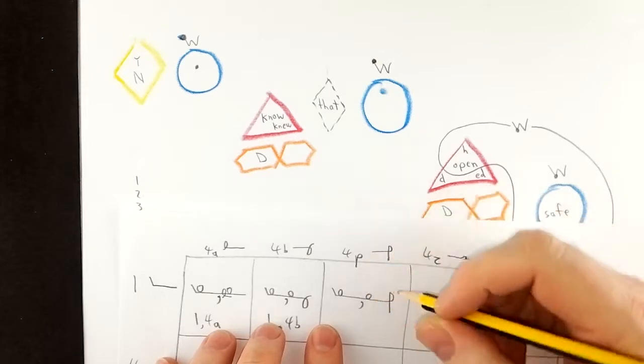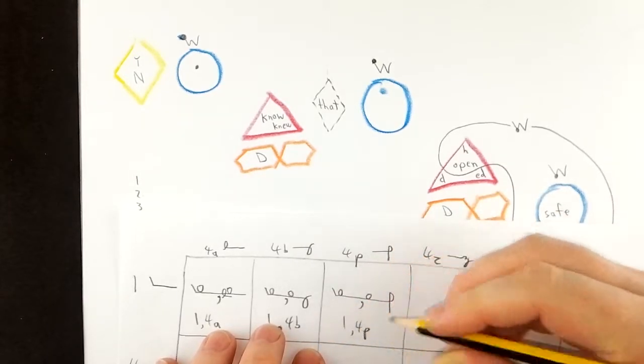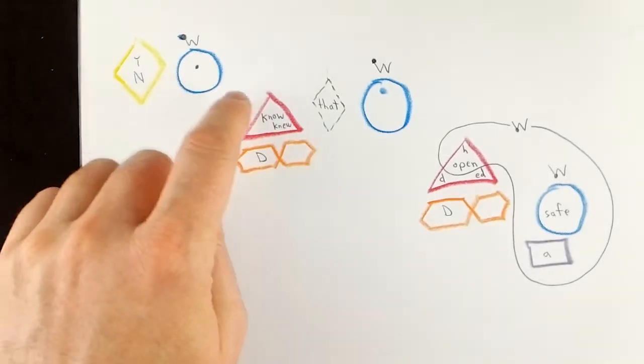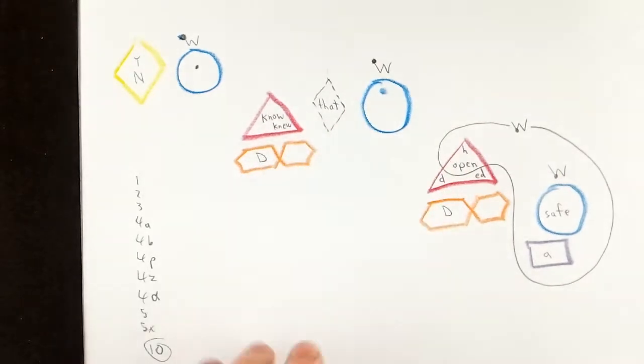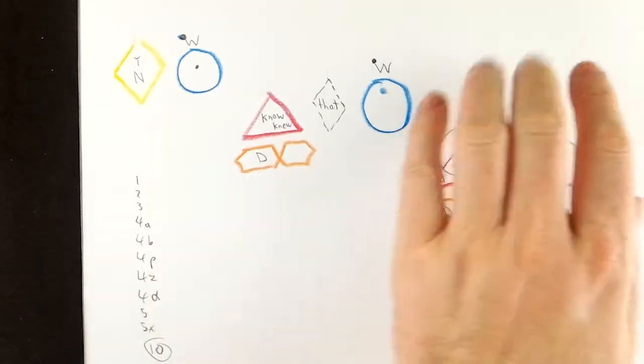Get your circles. This is 1. Here's 4P. This is 1 for P. Did they know what he did? Number 1 for P. Did they know what he did?